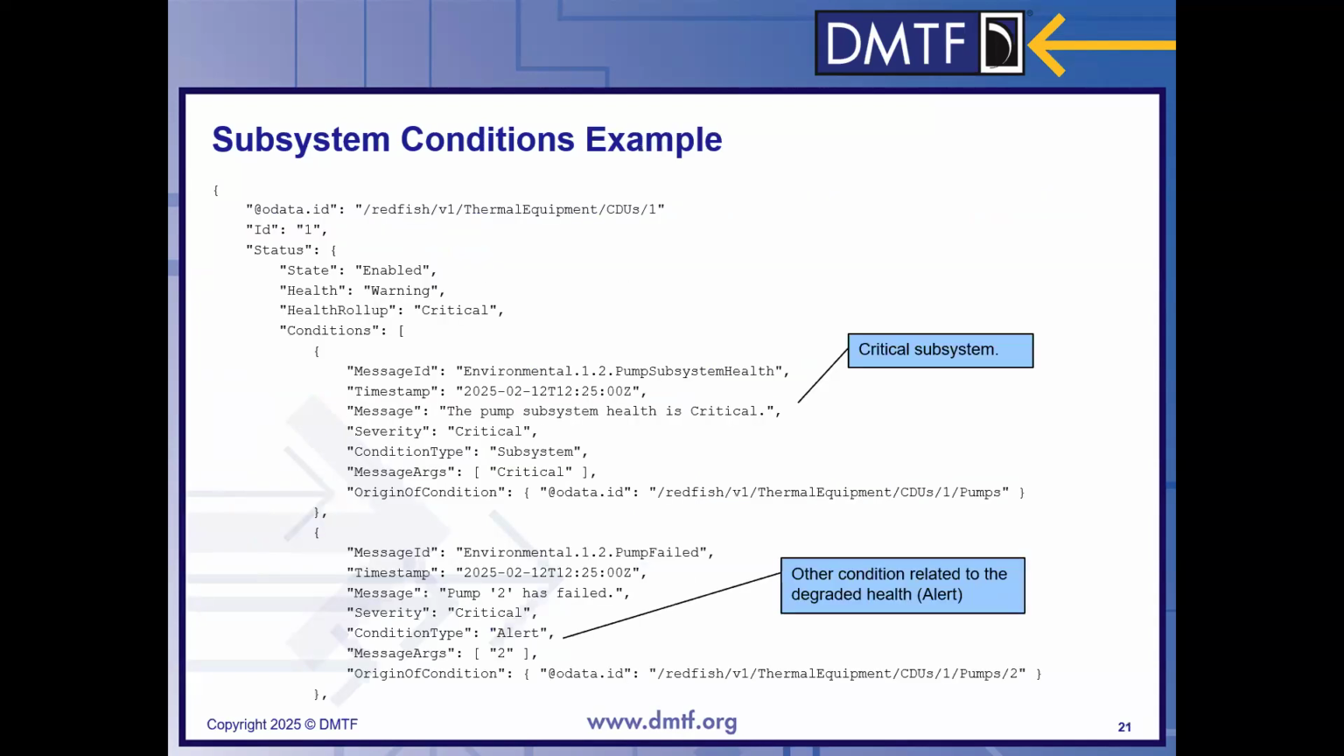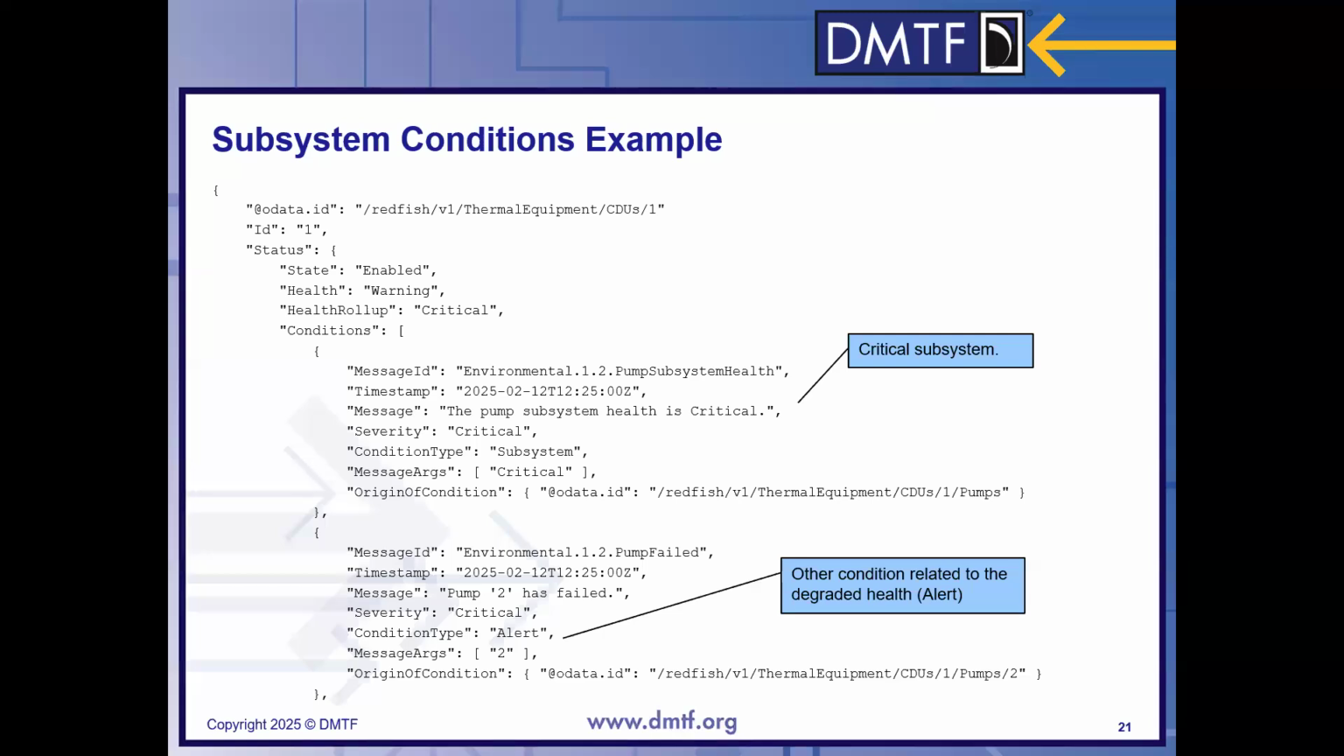So the way this would look in a live service, taking the CDU as an example, you see at the top the health rollup is critical, so we know something is broken, but can we categorize that into a subsystem that's broken and show green for the other subsystems? And so we see here, the first condition message shows the pump subsystem health is critical. So we know right off the bat that my pump subsystem is critical, so I can populate red for that area of the dashboard.